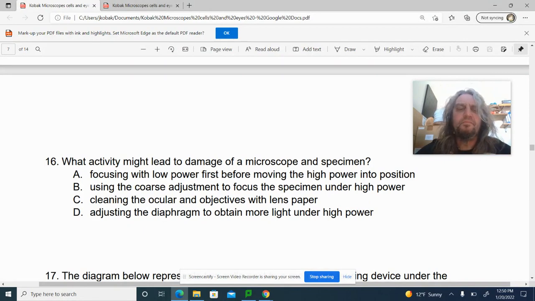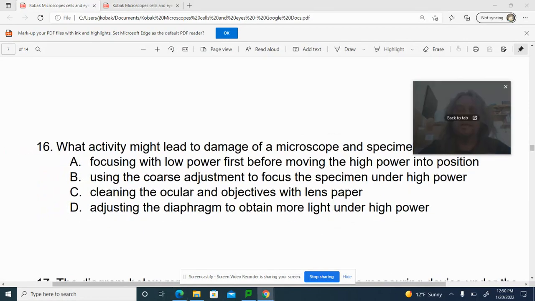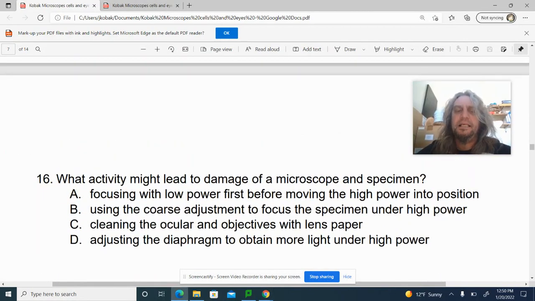16. What activity might lead to the damage of the microscope and a specimen? A, focusing with low power first before moving into high power. B, using the coarse adjustment to focus the specimen while under high power. C, cleaning the ocular and objectives with lens paper. D, adjusting the diaphragm to obtain more light under high power.